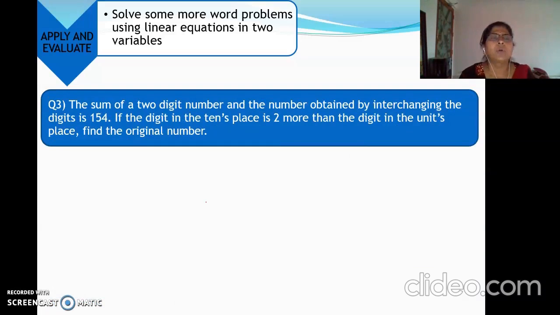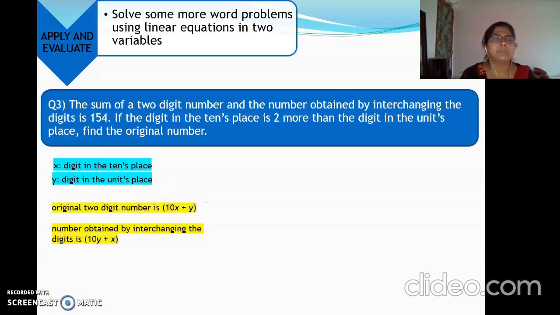Now see the third word problem, where the sum of the two-digit number and the number obtained by interchanging the digits is 154. If the digit in the tens place is 2 more than the digit in the units place, find the original number. Here the two unknowns are the digits used in the tens place and in the units place. So let's define our variables: the digit in the tens place be x and the digit in the units place be y. Therefore the original two-digit number is going to be 10x plus y, because the digit in the tens place should be multiplied by its place value 10 and added to the units place.